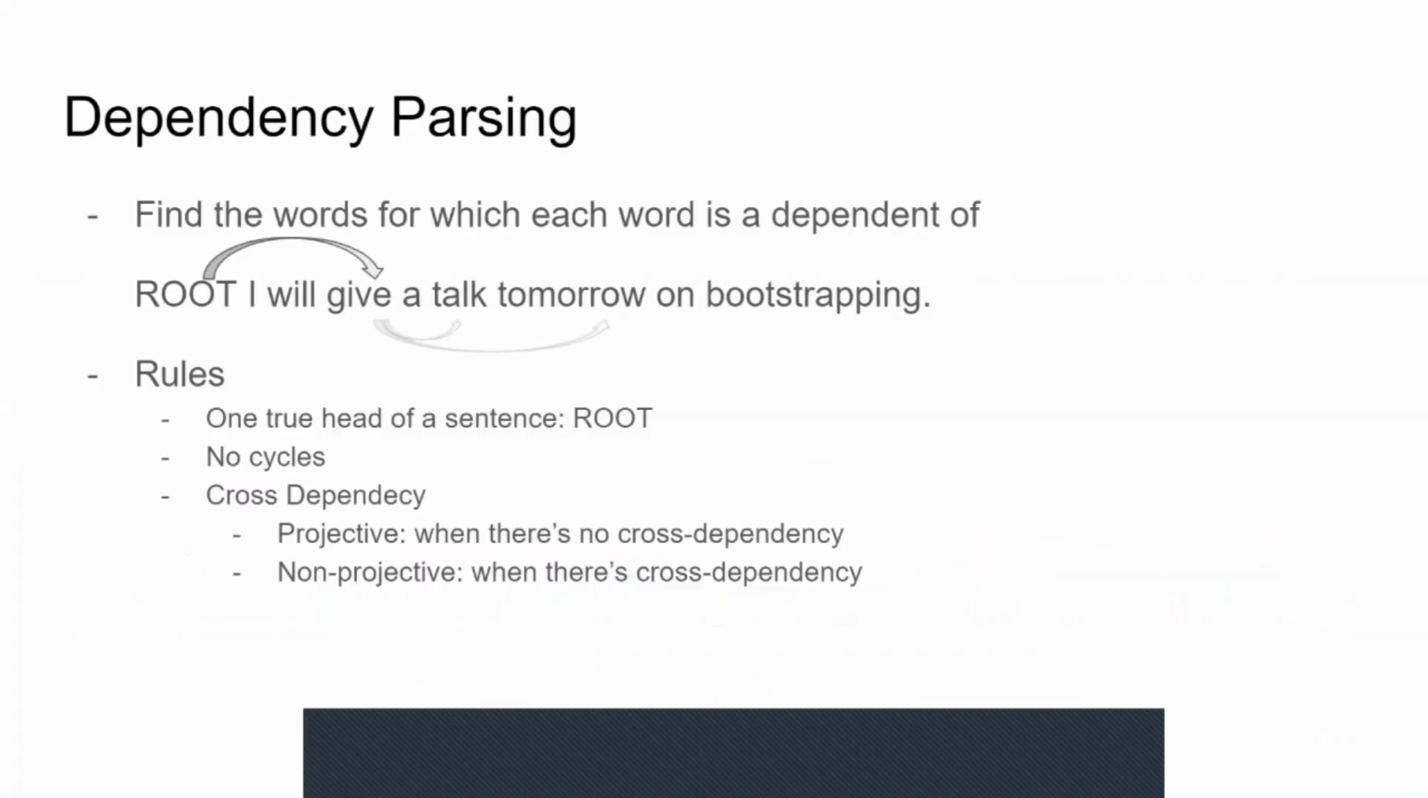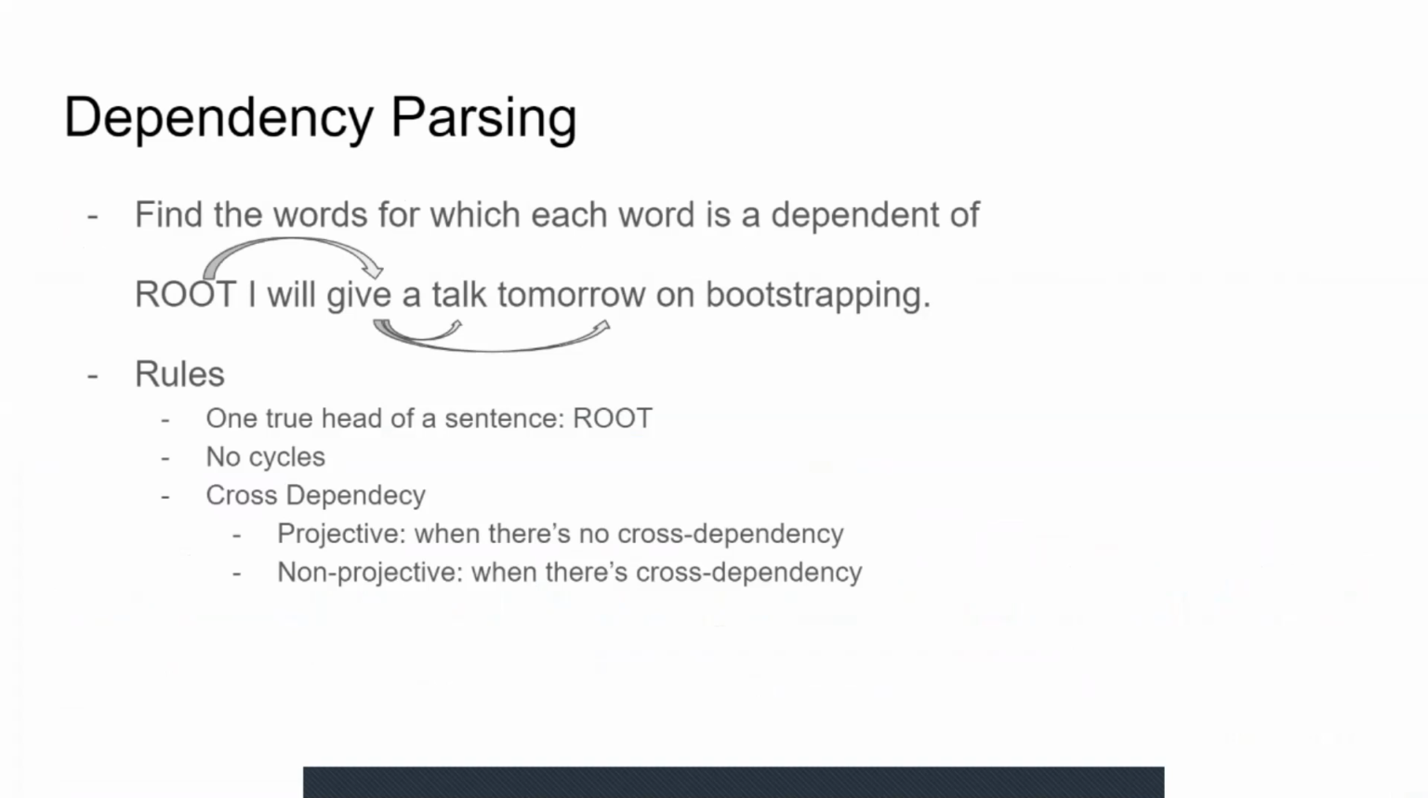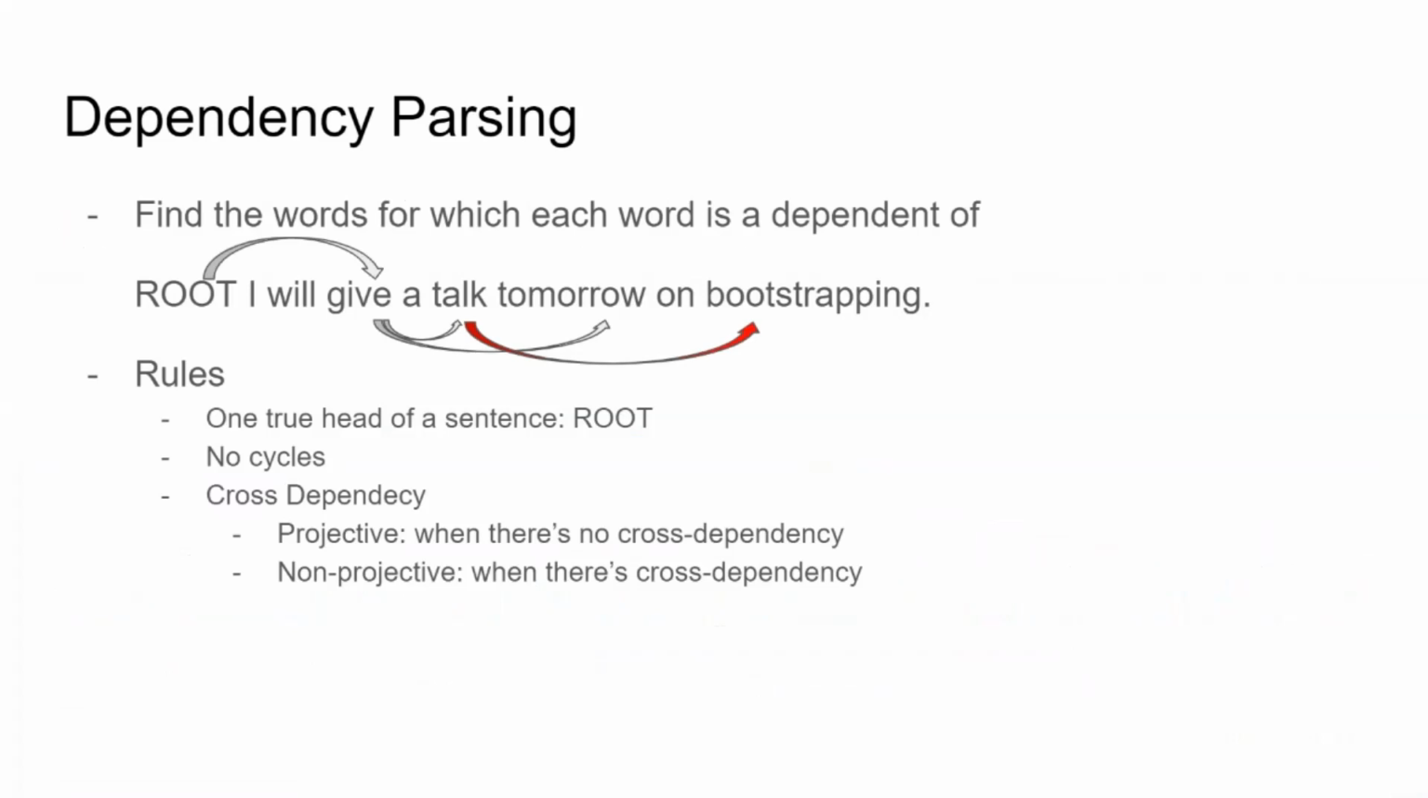And also, as Daniel mentioned before, we can't have any cycles. Let's say tomorrow goes to tomorrow, and tomorrow goes to talk or something like that. If this kind of cycle happens, then it would not be possible for us to come up with a tree structure for a sentence. And remember the goal: the final outcome needs to be a tree structure.